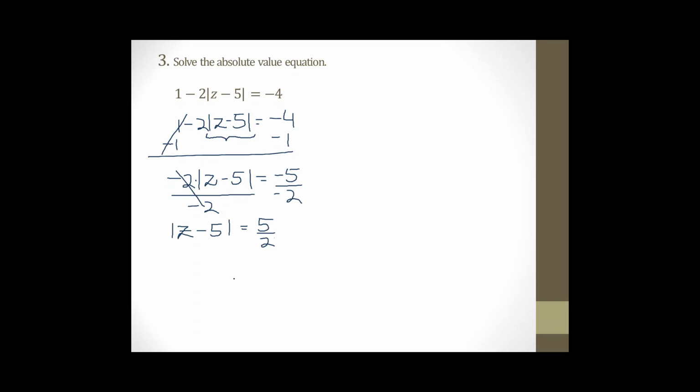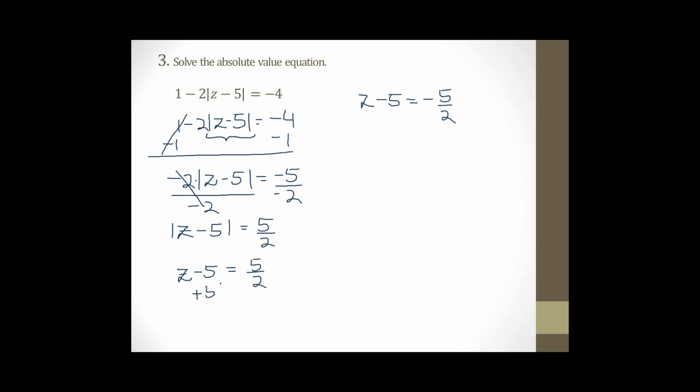So now I'm ready to write my two equations. You always need to isolate the absolute value first before you can write your negative and your positive version. So dropping the absolute value bars, I get z minus 5 equals 5 over 2, and then the second version would be z minus 5 equal to negative 5 over 2. Again, we need to solve both of these equations for z.